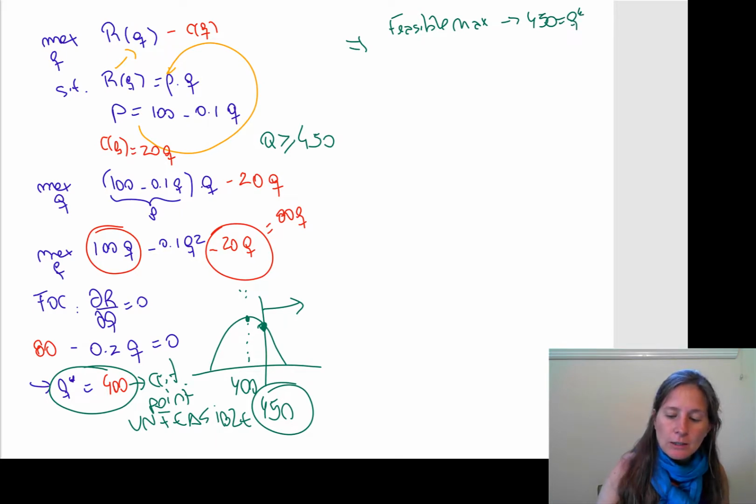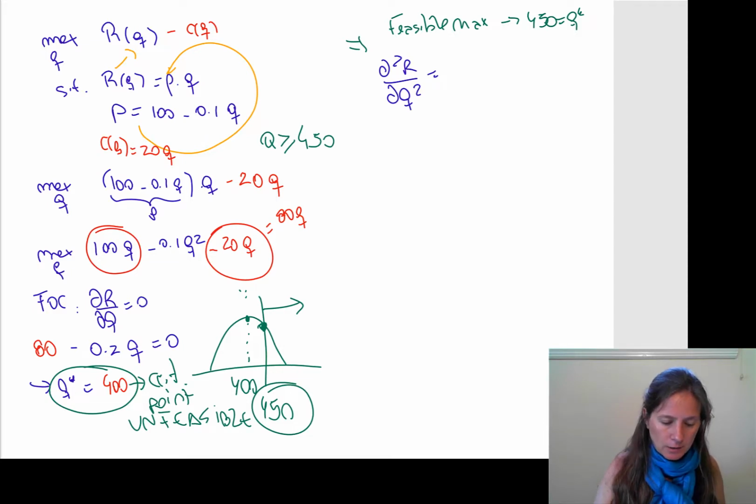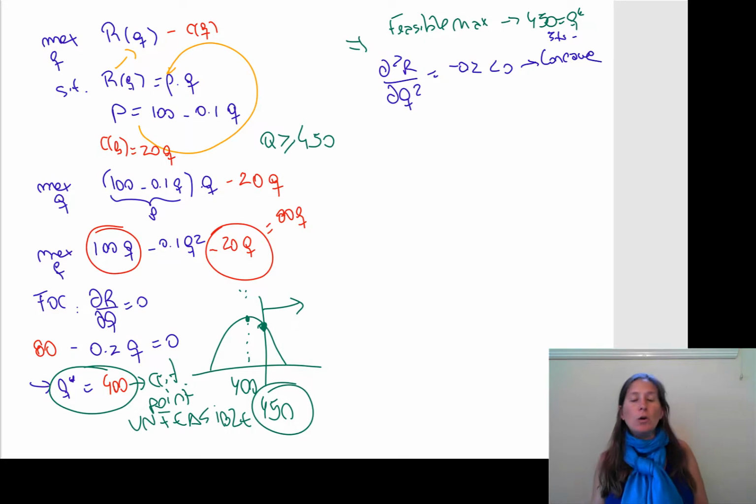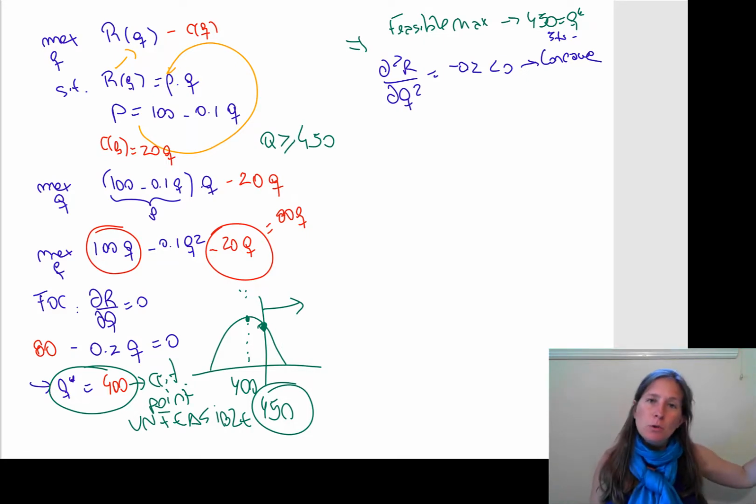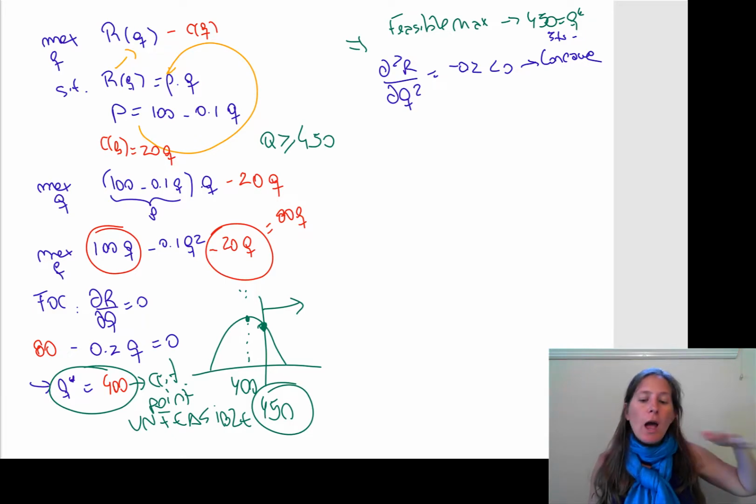Again, how do we check that this is a max? Because when we do the second derivative of R with respect to Q, we obtain minus 0.2, which is smaller than 0. So this function is going to be strictly concave in the whole domain. So whatever critical point we find from the previous two theorems that we saw are going to be actually maxima. Okay?